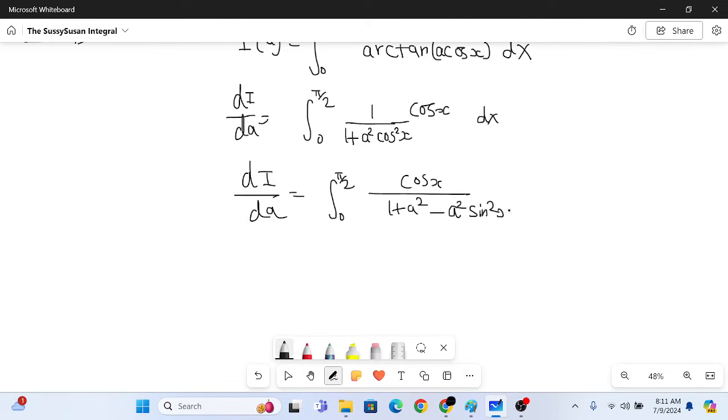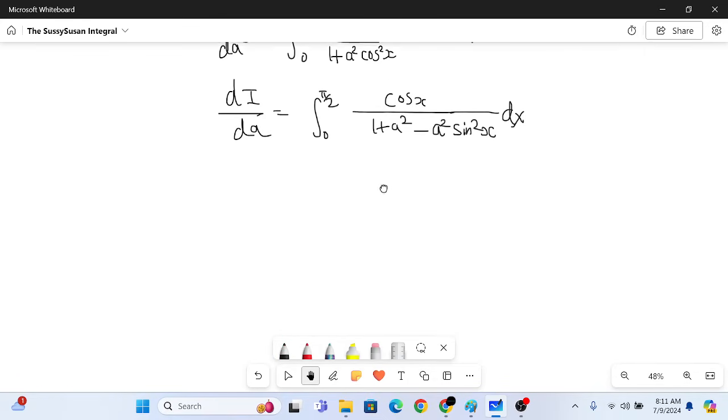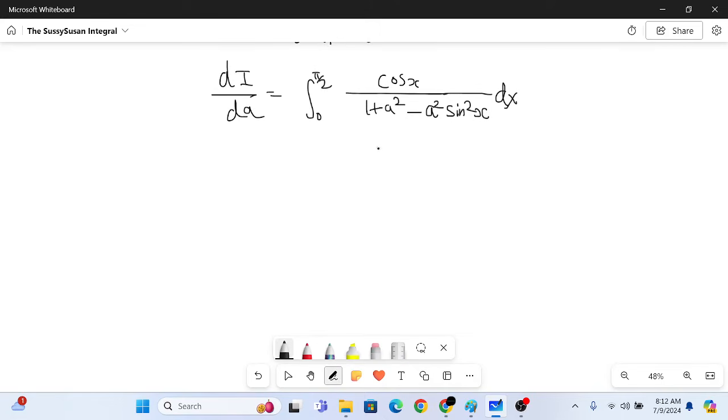Now I will make a u substitution by substituting u as sin x, and so we get dI by da, or let me just write I dash of a, that is simpler. Now I dash of a will just be the integral, now from 0 to 1, and cos x dx is just du, by 1 plus a square minus a square u square.